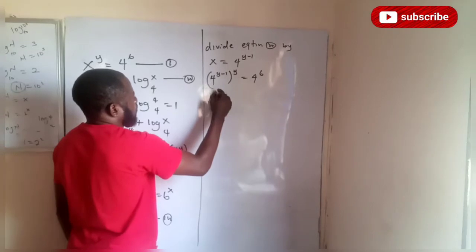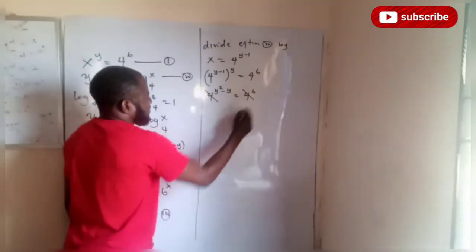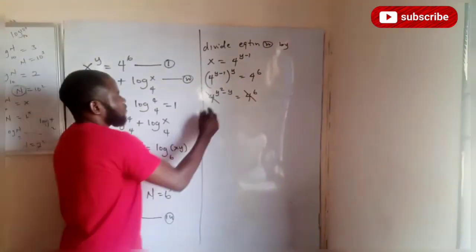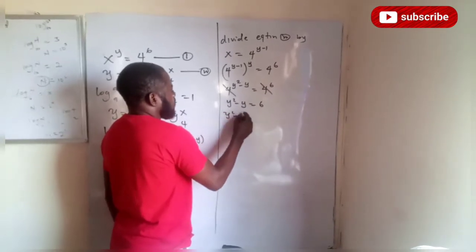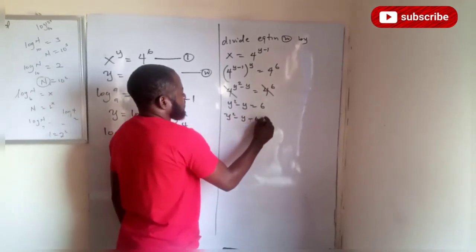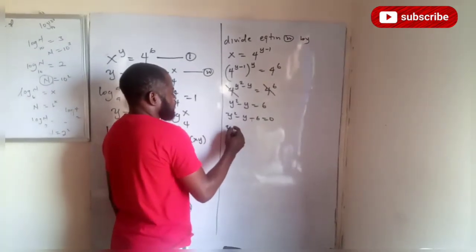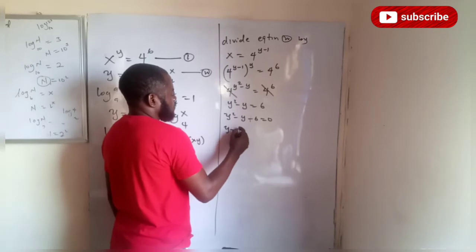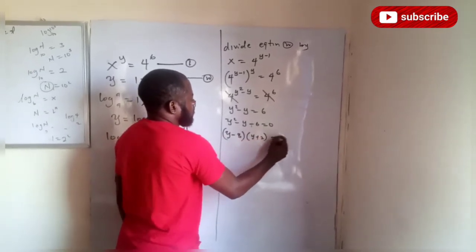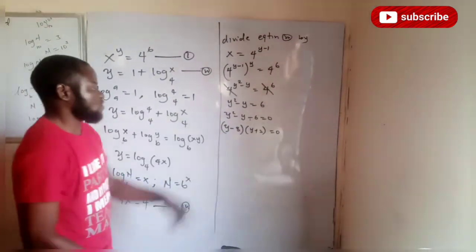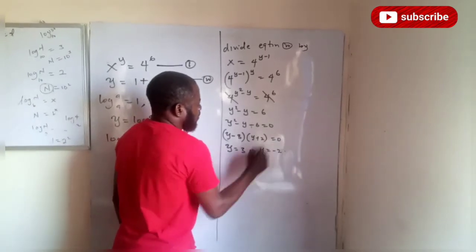So this becomes 4 raised to the power y square minus y equal 4 to the power of 6. So this and this can cancel. Cool. We have what? y square minus y equals 6. So y square minus y minus 6 equals 0. So by factorization, this becomes y minus 3 into y plus 2 equals 0. So if you factorize, this is what we have. We therefore have that y equal 3 or y equal negative 2.